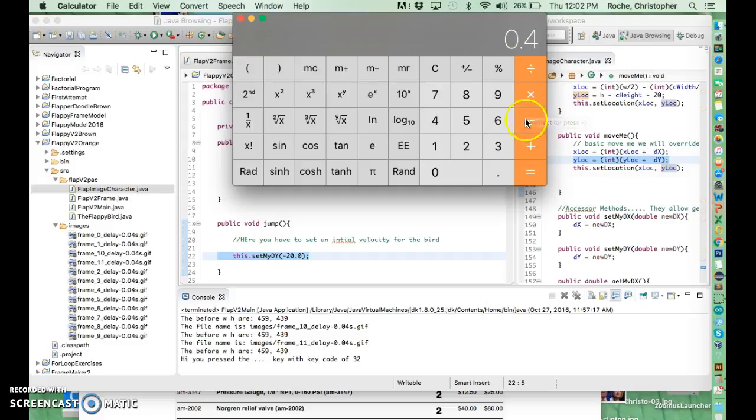And then after another second, if you subtract 9.8, it's going the other way now. So it'll start going down, right? Okay, so that's sort of the thing.